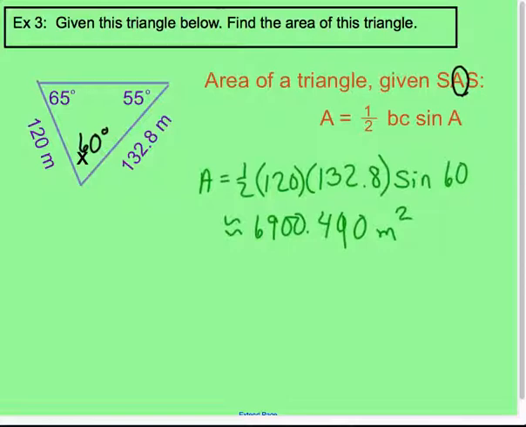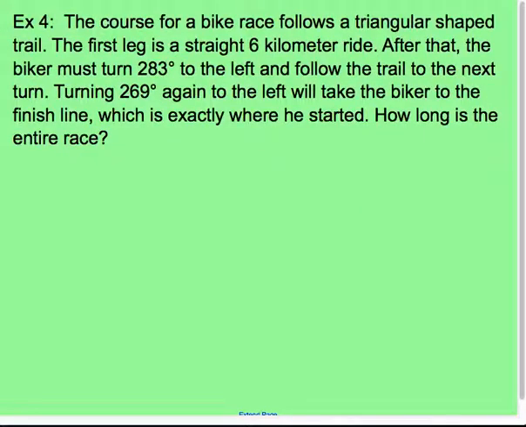All right, the last piece we're going to look at is applications of the law of sines, meaning word problems, everybody's favorite. All right, so we've got this bike race. It's following a triangular shaped trail. So I'm going to draw the picture as I read. So the first leg is a straight 6-kilometer ride. After that, the biker turns 283 degrees to the left.